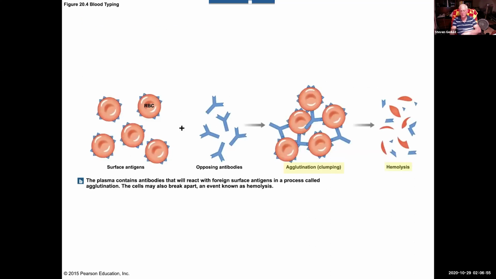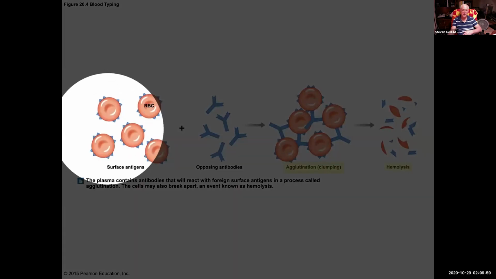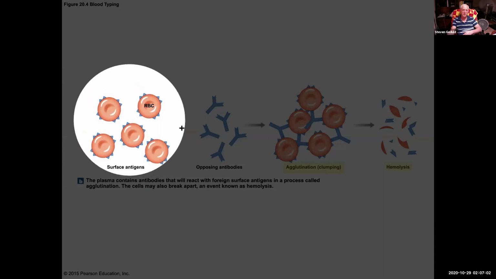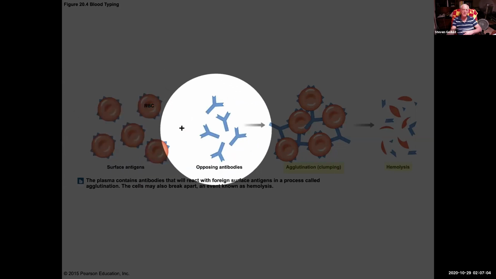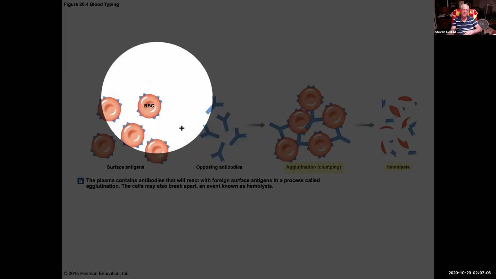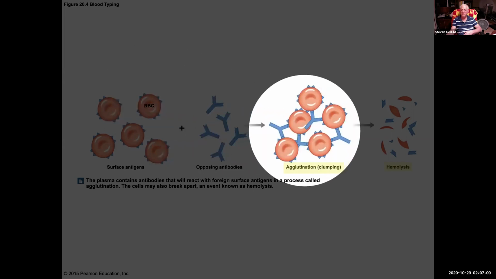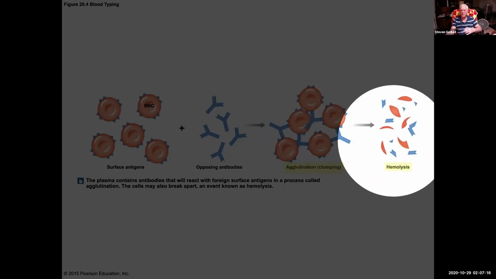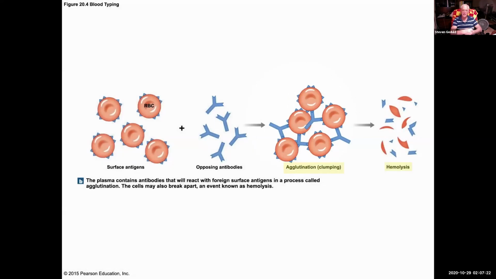Okay, so this is what's happening. These are the surface antigens. You'll either have A or B surface antigen, or neither, or both. If you have the opposing antibodies, they'll bind to it. These antibodies will bind to it and stick together, forming a mass. This mass is called agglutination, or clumping. And once they clump in this big group, it gets destroyed. Hemolysis. It lyses it. Okay, hemolysis, destroying the red blood cells. That's how it works when you destroy from the antibody reacting with the surface antigen.